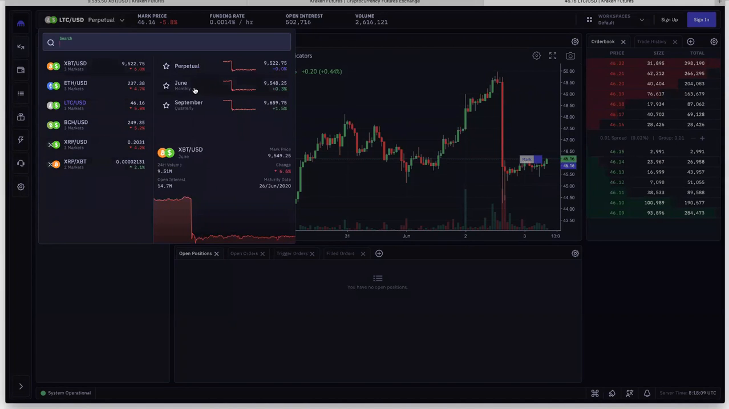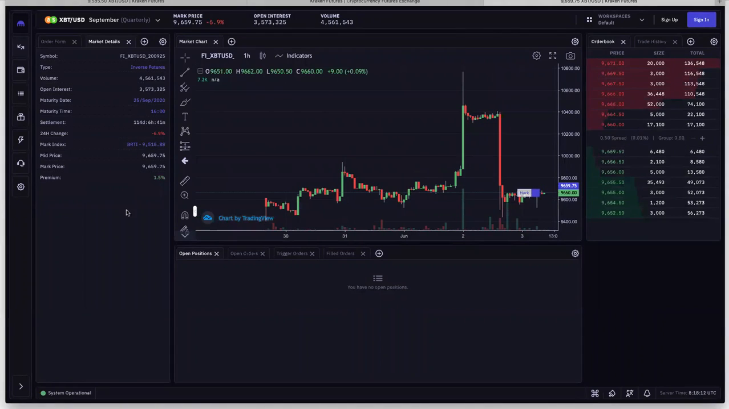Why don't we have a look at the September quarterly, because it's got a slightly higher premium. We're now looking at the Bitcoin fixed maturity contract that expires on the last Friday, the 25th of September. The current price Bitcoin is trading at today is 9,517, and the mark price of the futures contract is 9,659. You can see mid and mark are the same at this moment. So the futures contract for September expiration is trading at a 1.5% premium to the current price today.